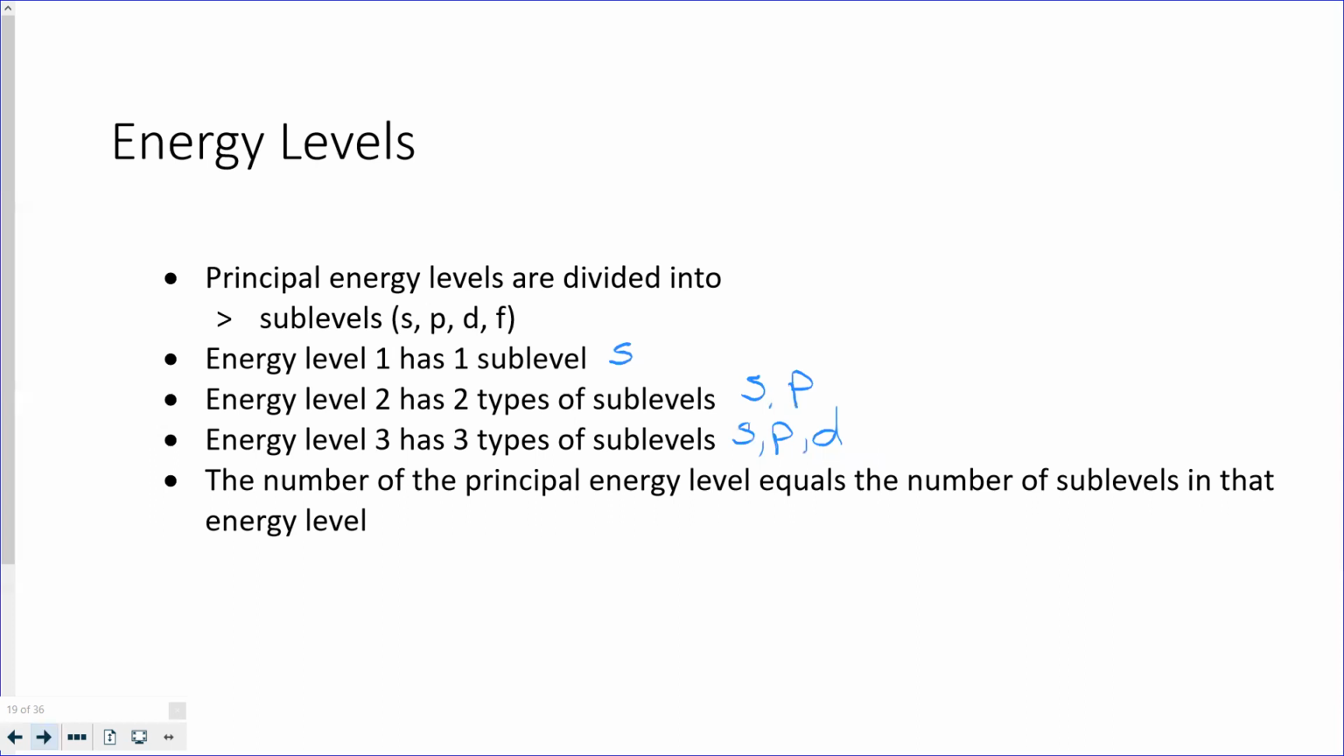So in general, the number of the principal energy level tells you the number of sublevels in that energy level. And they always go in order of S, P, D, F. So like the first energy level can only have an S. It cannot have a P, a D, or an F.